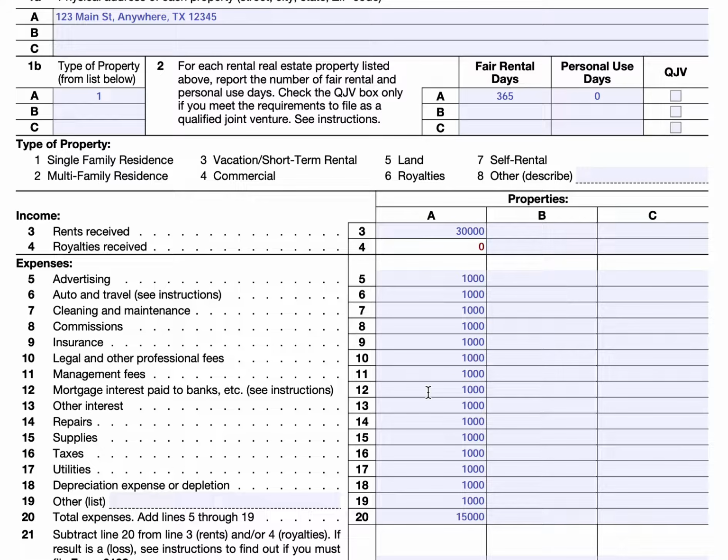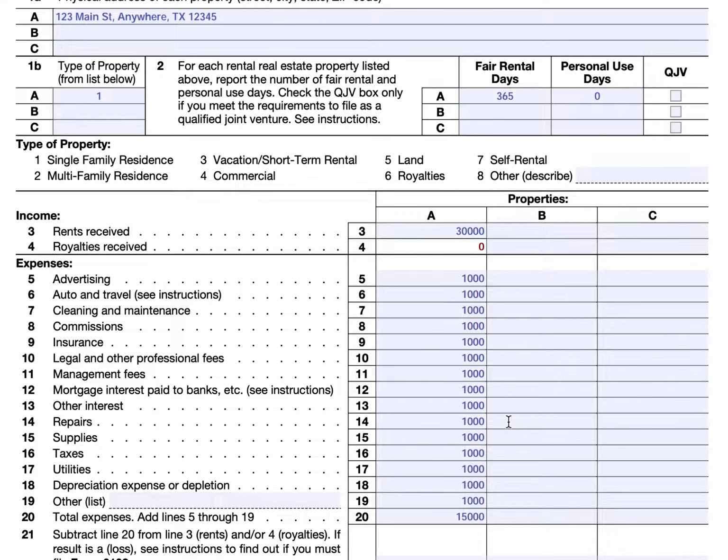You also cannot deduct any capital investments or improvements. You would have to capitalize those and then include them in depreciation. So, for example, if you replaced an air conditioning unit, you would not be able to report that. You would be able to report an air conditioning unit repair simply by following the instructions for line 14. So anything that is designed to improve the value of your property would not be acceptable.